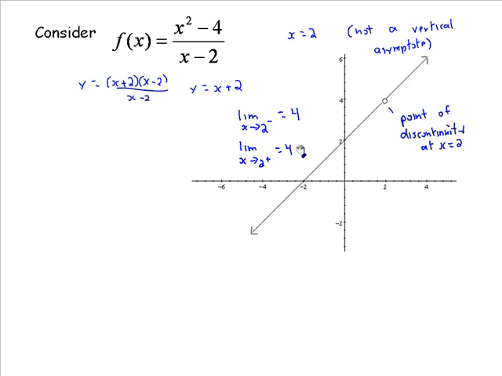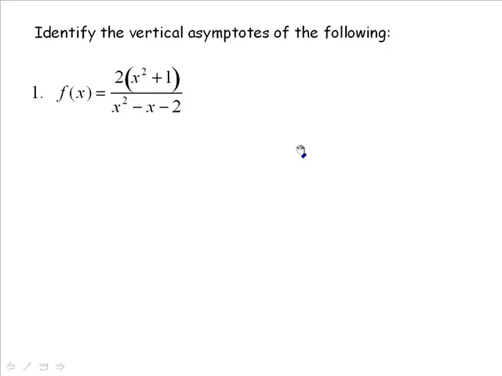Then let's launch into a few questions. Nothing really outrageous happening. So f of x is equal to 2 times x squared plus 1 over x squared minus x minus 2. And we want to get the vertical asymptotes for this one. If we were to break this one, the denominator, down, f of x is equal to 2 times x squared plus 1. Factor that denominator, and we'd get x minus 2 times x plus 1.